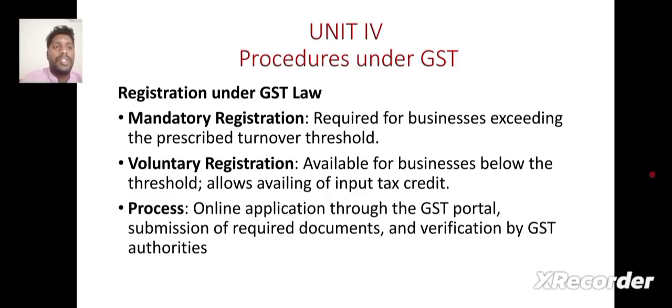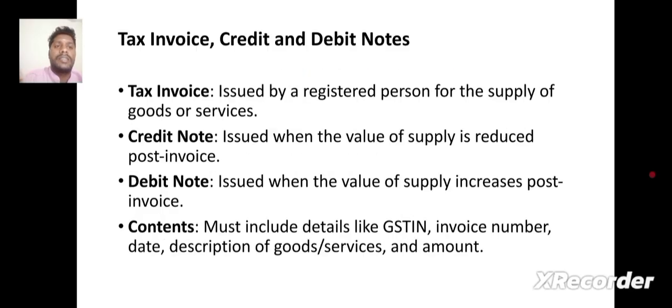Women, Tiruchengod. Now discuss about the GST, procedures under GST, registration under GST law. Mandatory registration is required for business exceeding the prescribed turnover threshold. Voluntary registration is available for business below the threshold, allows availing of input tax credit. Process: online application through the GST portal, submission of required documents, and verification by GST authorities.